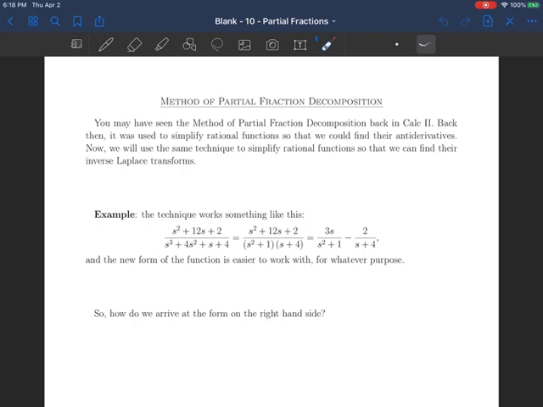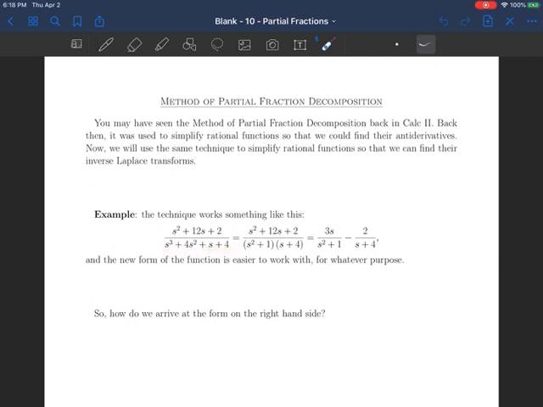Hello everyone and welcome. So today we're going to be talking about the method of partial fraction decomposition. For some of us, this may be old news. This is something that you might have seen back in Calculus 2. At that time, it was a method used to simplify rational functions so that we can find their antiderivatives. Now we're going to be using that same technique of breaking up rational functions into simpler parts so that we can find their inverse Laplace transform.